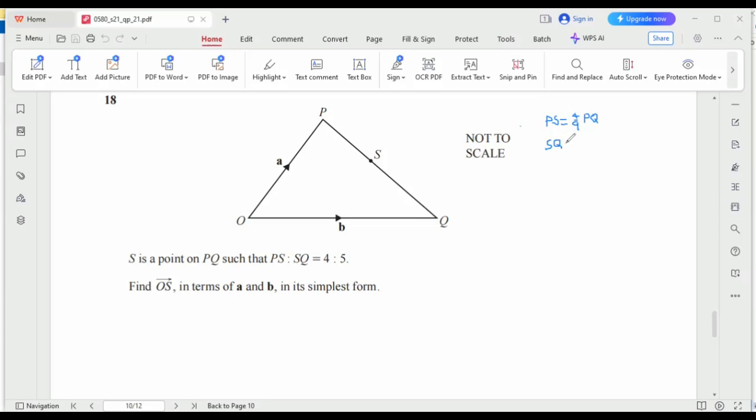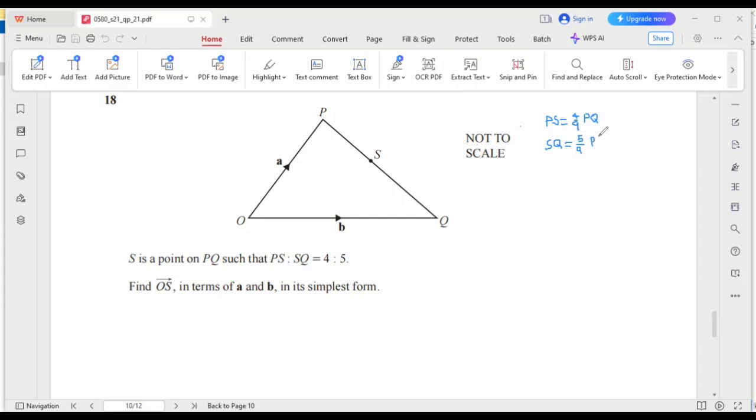SQ, 5/9 rather. I said 4/9. SQ is 5/9 of PQ. So we've gotten that out of the way.